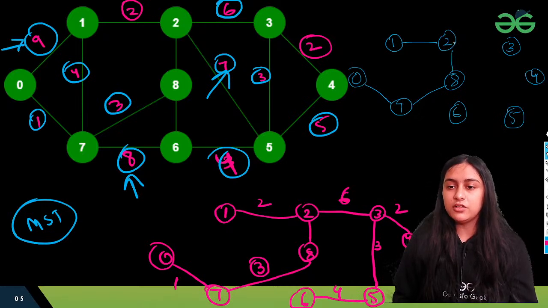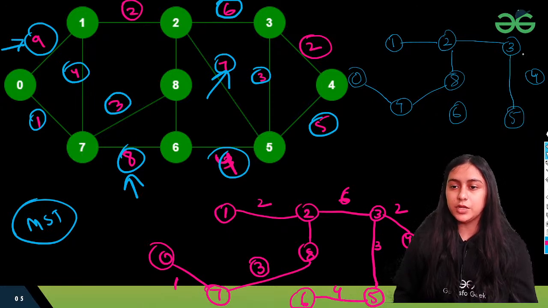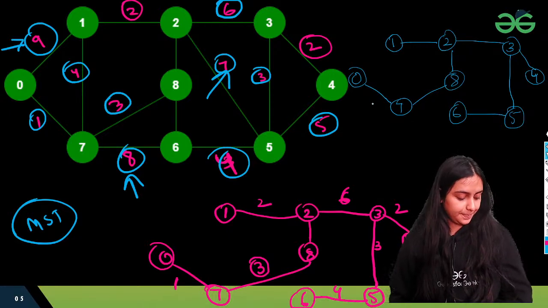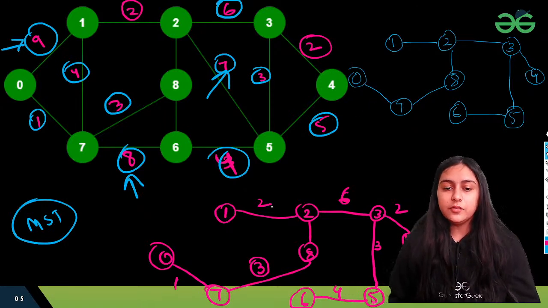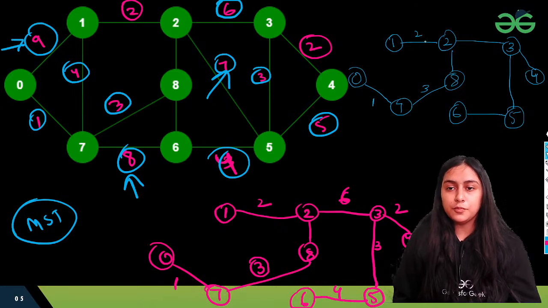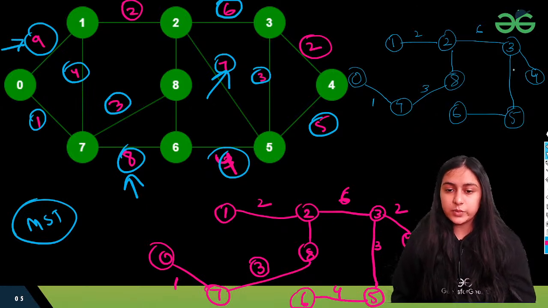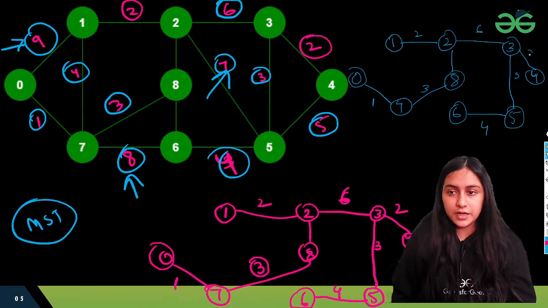Now you can try and make other spanning trees, और अगर आपको लगता है कोई और spanning tree, minimum spanning tree इसका बन सकता है, तो you can try it out and let me know if I'm wrong. Okay, now let's calculate the weight of this. 1 plus 3 is 4, 4 plus 2 is 6, 6 plus 6 is 12, 12 plus 3 is 15, 15 plus 4 is 19, 19 plus 2 is 21.